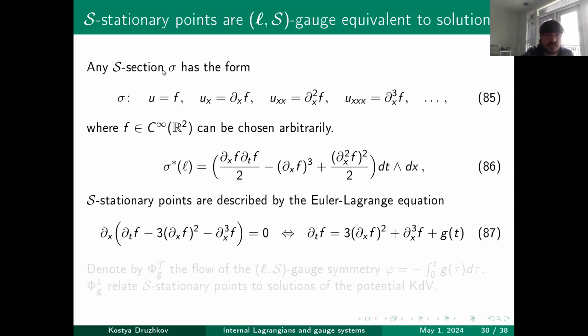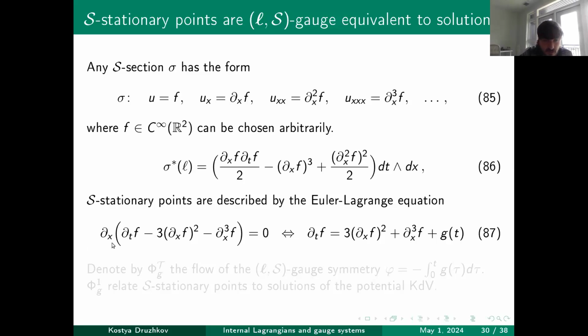Let me explain this. An S section has this form, given by one arbitrary function of x and t. The corresponding pullback has this form, formula 86. And S stationary points are described by the corresponding Lagrange equation again, because we can choose f arbitrarily, we can perturb it arbitrarily. That is why everything reduces to the Lagrange equation.